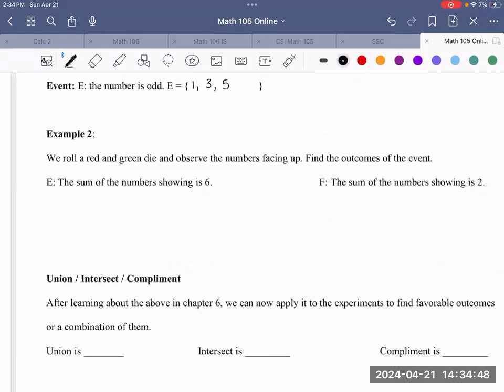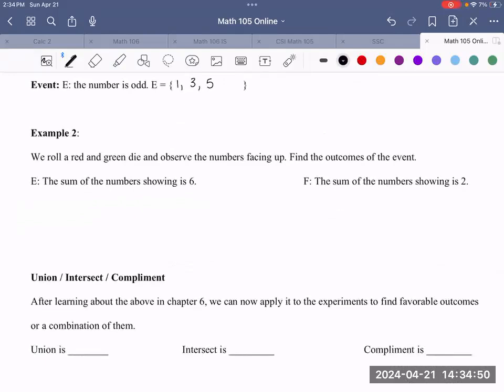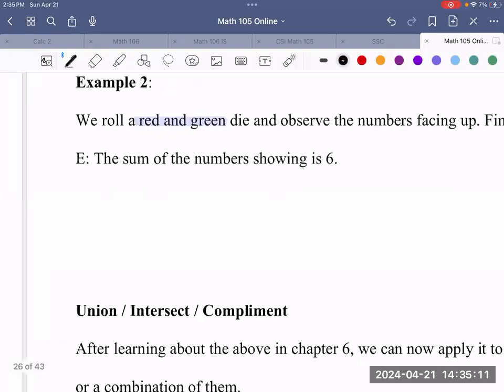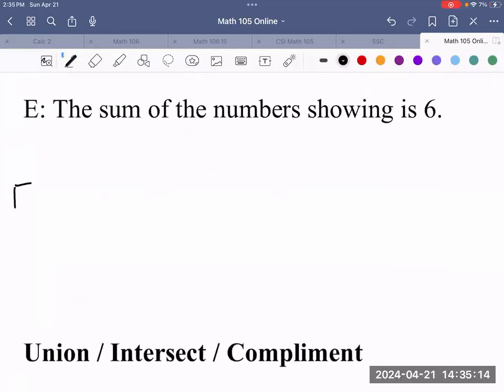Now in example 2, it says we roll a red and green die and observe the numbers facing up. Find the outcomes of the event. Let's say E is that the sum of the numbers showing is 6. They are telling us we have distinguishable dice, a red die and a green die, so we know which die is which color.